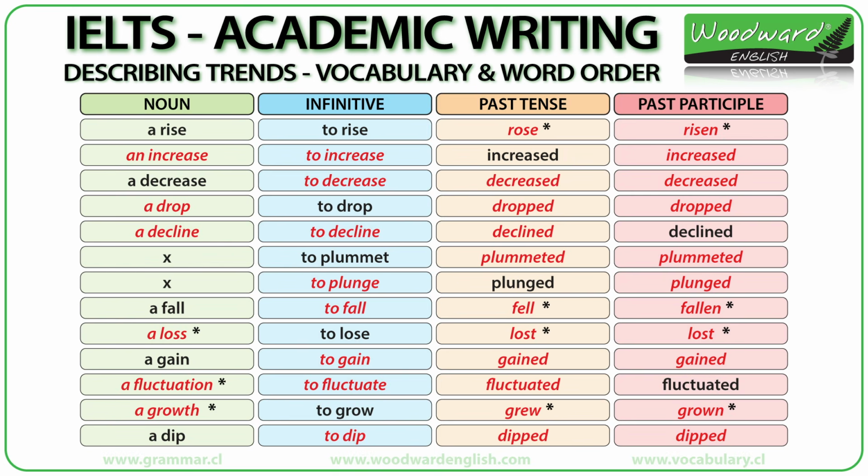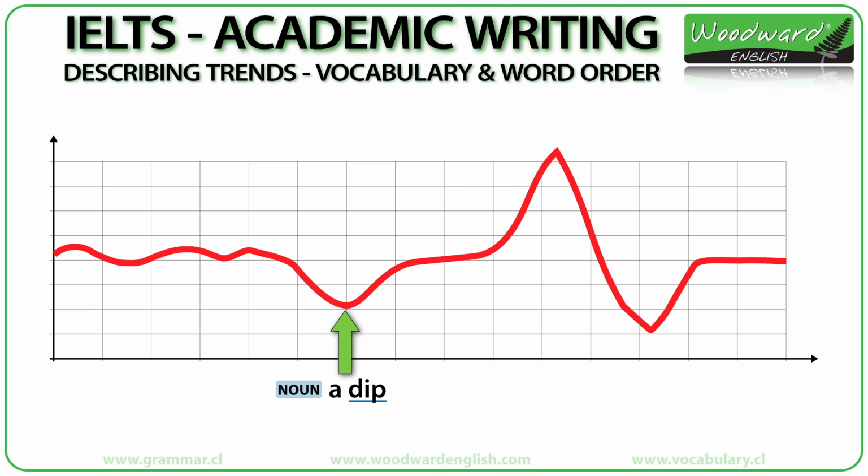Now, you may have noticed the last word, dip. What does that mean? Look at this chart. A dip is a momentary drop in the level of something before it returns to its normal level. The verb is to dip. We double the final P in the past tense.